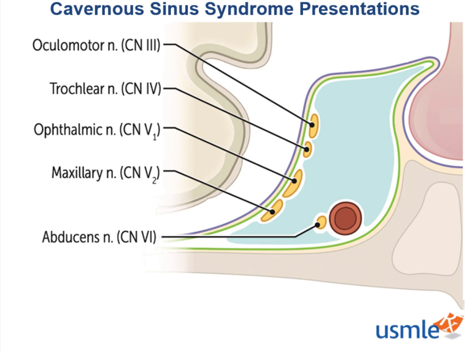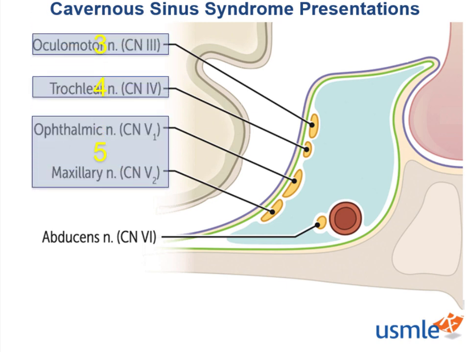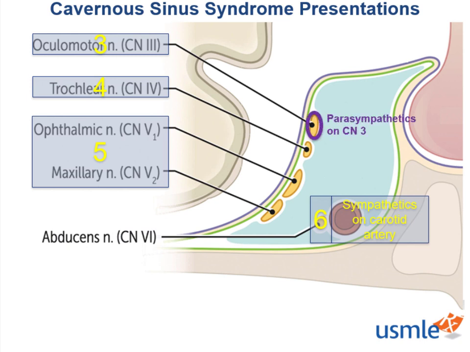Remember, just count down from 3 to 6 and say "sympathetic artery," like this: 3, 4, 5, 6, and say sympathetic artery. Notably, you must know that cranial nerve 3 has parasympathetic fibers traveling along the outside of it to the eye to control pupillary size.